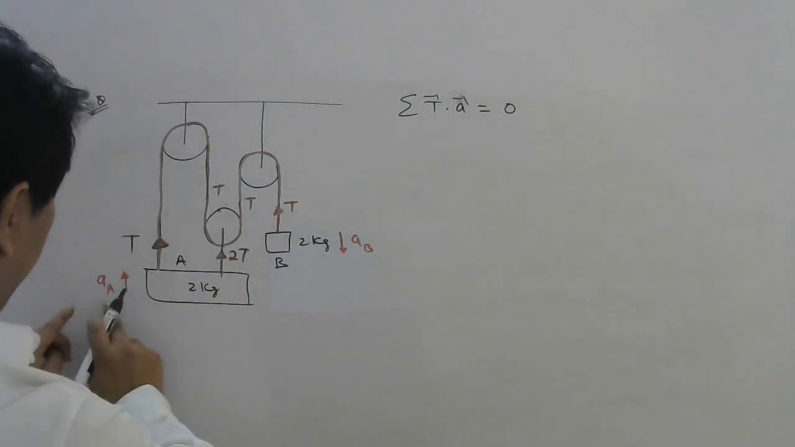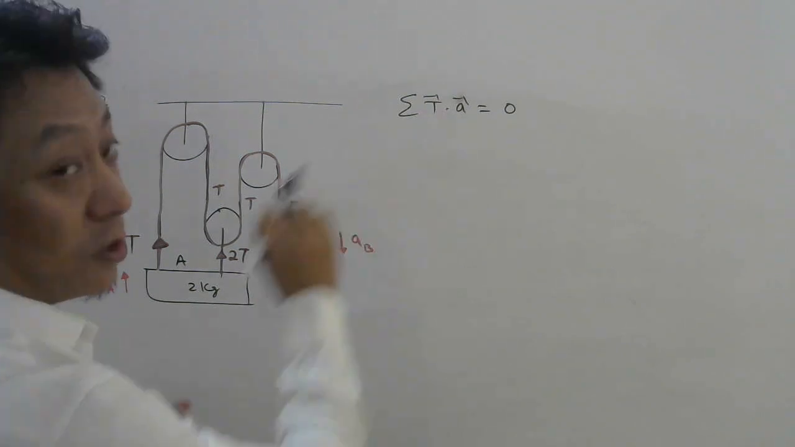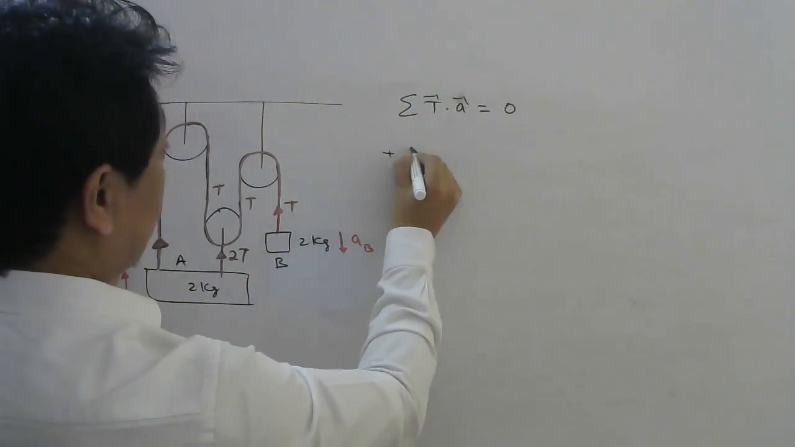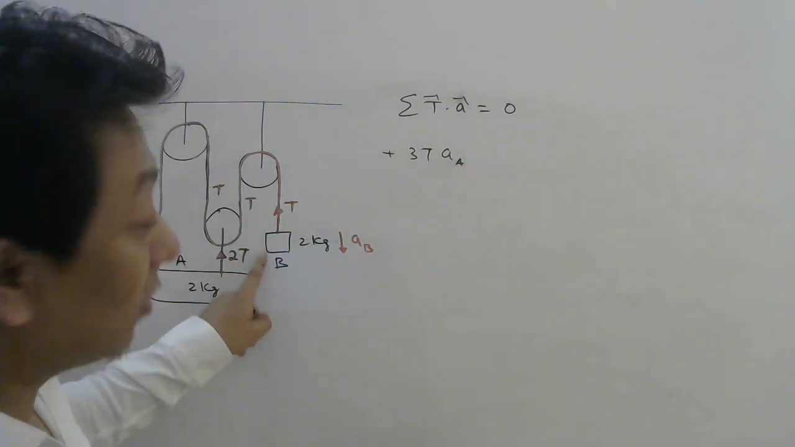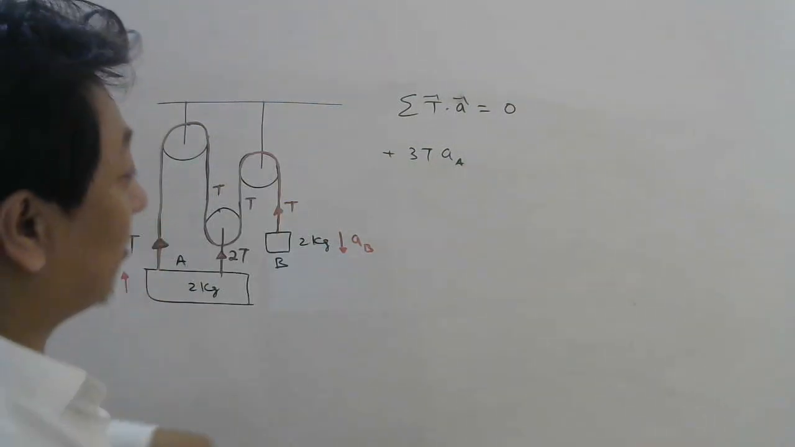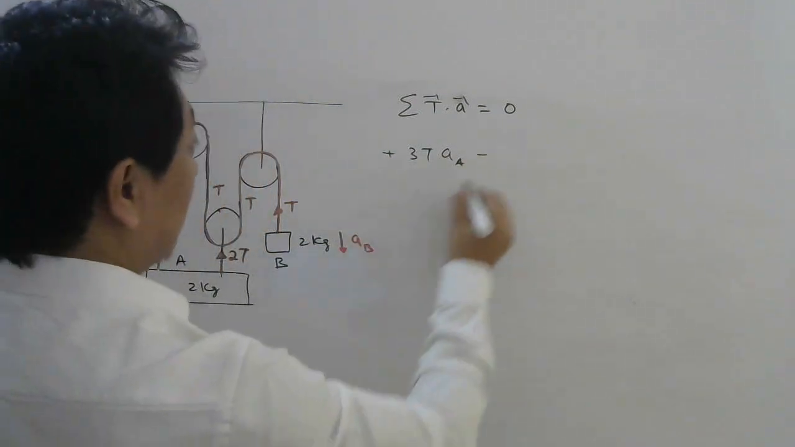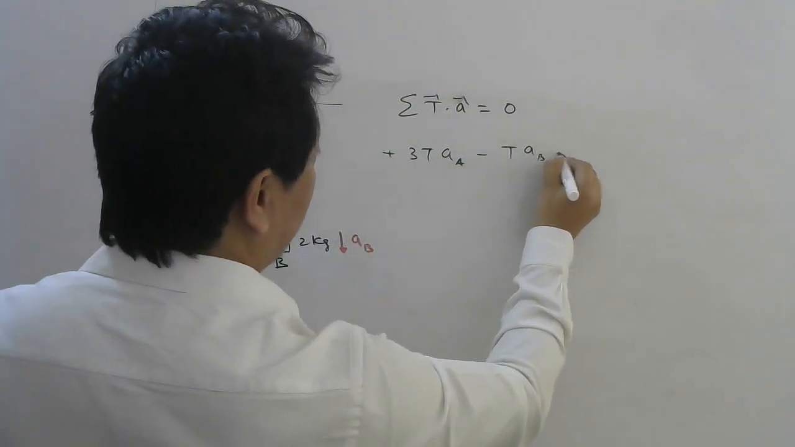So tension is up, acceleration is up, so the dot product should be positive. So plus 3T tension into acceleration. For this block, tension is up, but acceleration is down, so the dot product will be minus tension into AB.